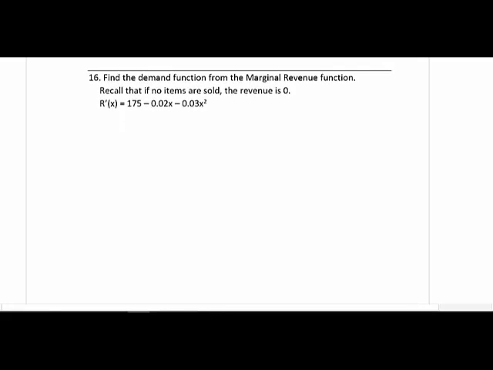Looking at 16. 16 says find the demand function for the marginal revenue function. From it, recall that if no items are sold, the revenue is 0. So remember, for this revenue function, C is always assumed to be 0. We're going to go backwards from this. So a reminder here is that the revenue function we did a long time ago was P times X. P was our price, X was our quantity, but P was also defined to be our demand function. So that's a reminder.